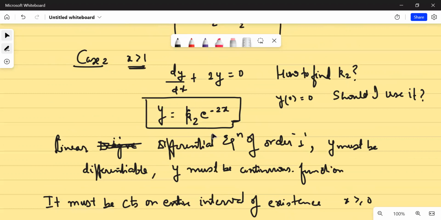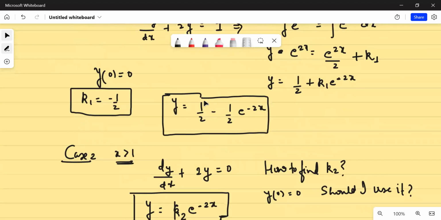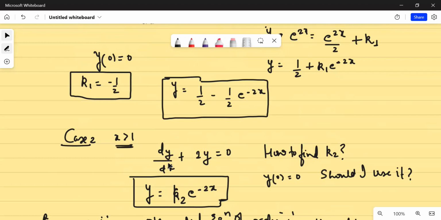Is this a continuous function? Yes. k2 e to the power minus 2x is a continuous function. Exponential function is continuous everywhere. Is this a continuous function? Yes. Constant function is a continuous function. e to the power minus 2x is a continuous function. Linear combination of two continuous functions is a continuous function by algebra of continuous functions. So both of these functions are continuous functions.